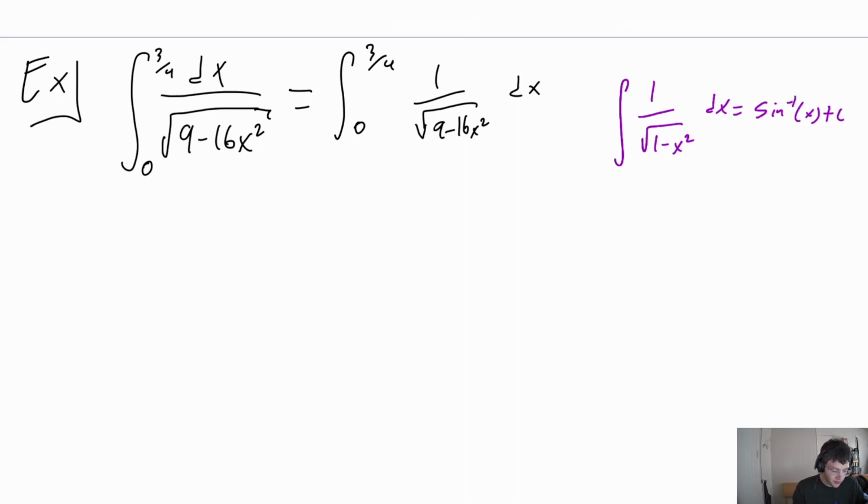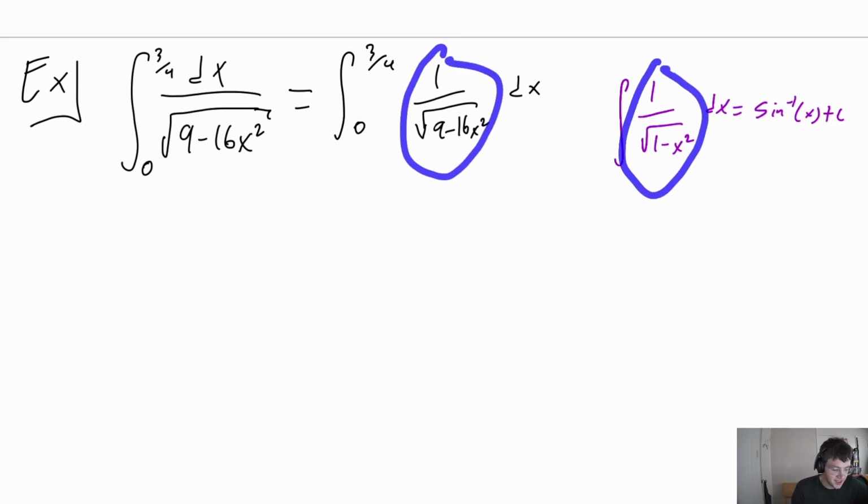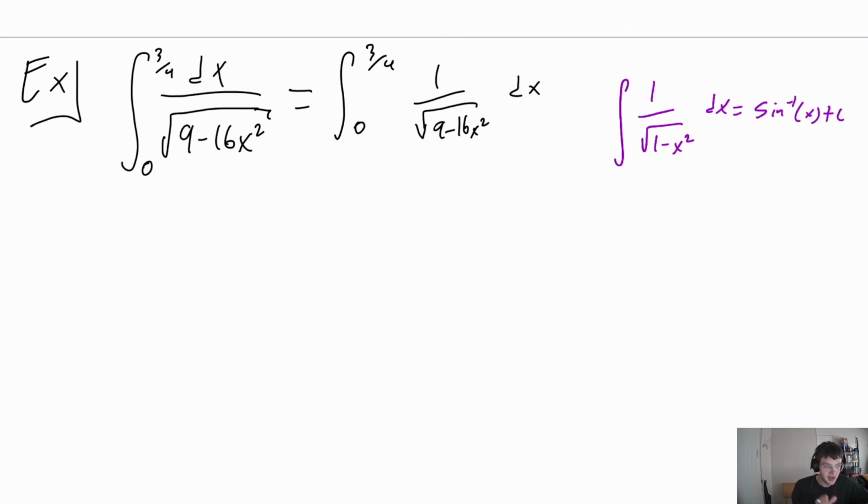And why that's helpful is this here, this 1 over root 9 minus 16x squared, looks kind of like this, plus or minus some amount of constants. So I think to myself, this looks like this. Is there something I can do to make it really look like this? Is there something I can do to get rid of this 9 here and turn this 9 into a 1? Yeah, we can factor out a 9, right?